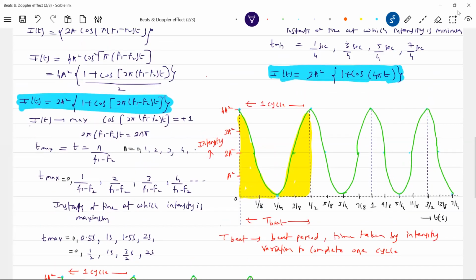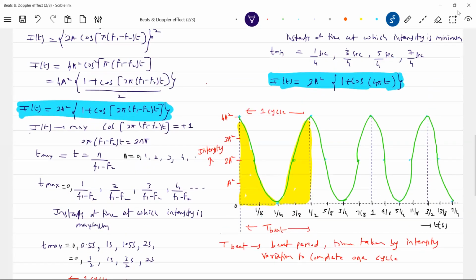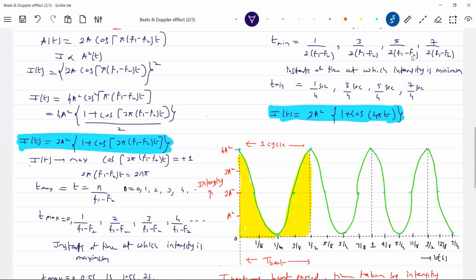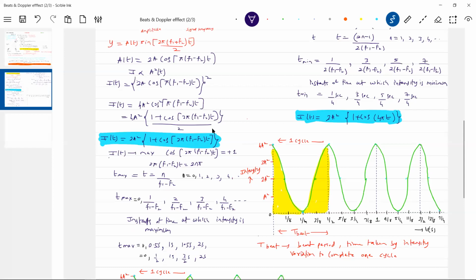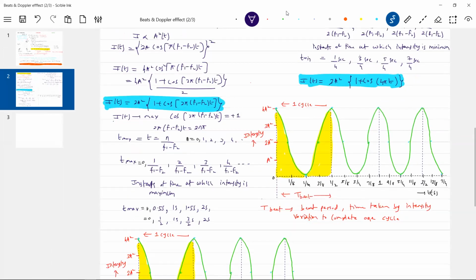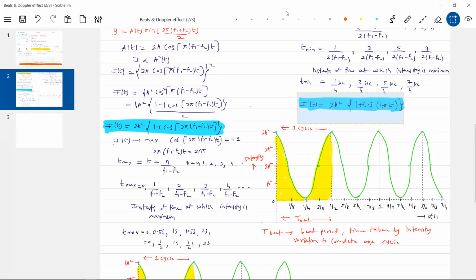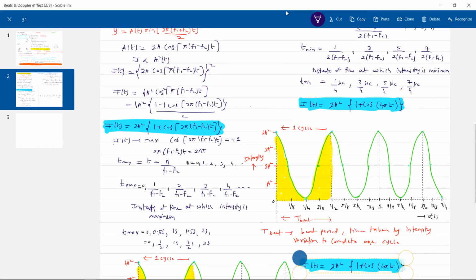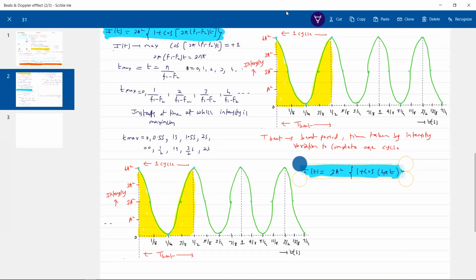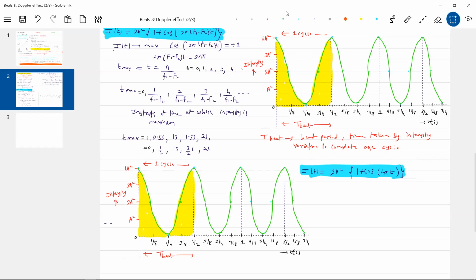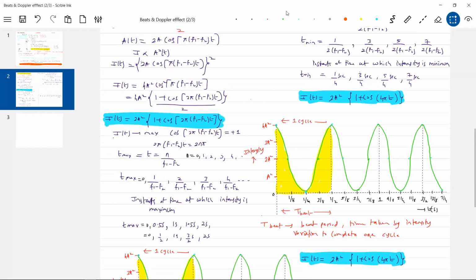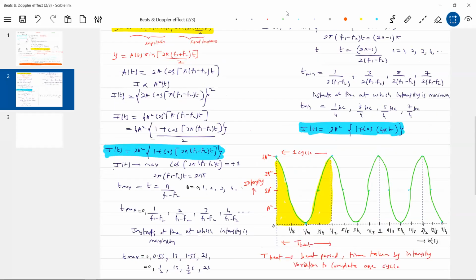So again, we'll put F1 minus F2 as 3. So what is the equation I should write? Let me write it here. This is a theoretical concept. You may find it a little bit difficult, but once you understand this, it'll be very easy for you. This is the intensity versus time graph. Similarly, I now want the amplitude versus time graph. So I'll proceed with this one. Here is the equation we had.